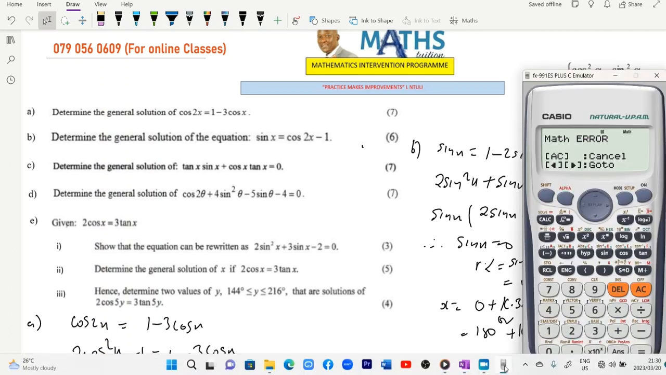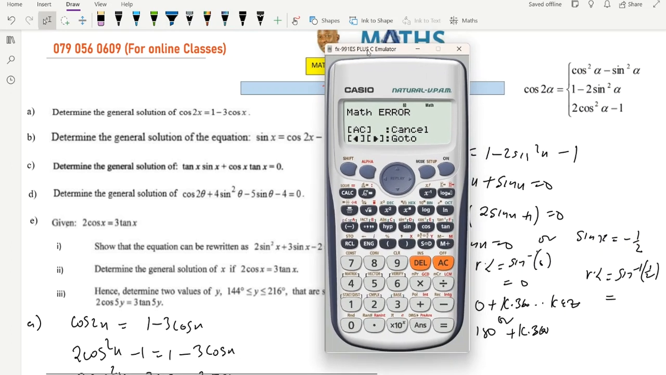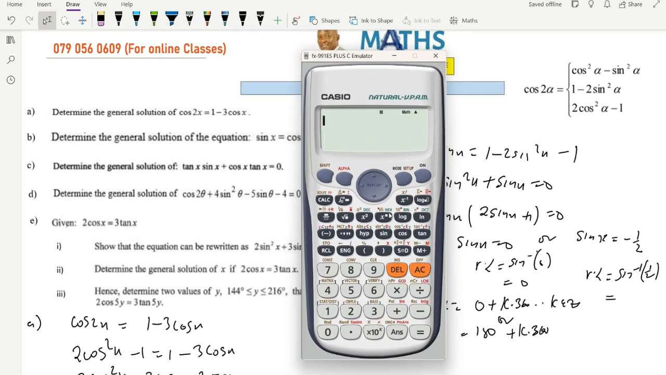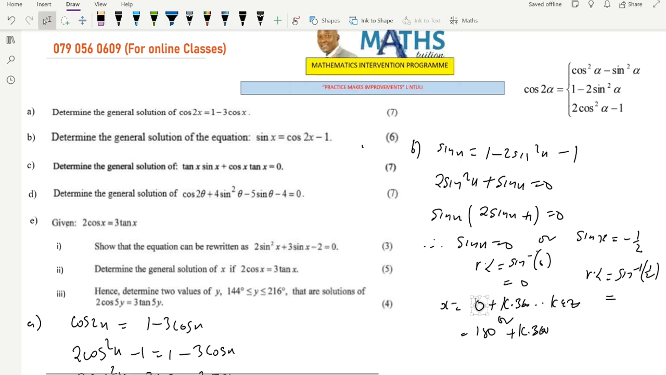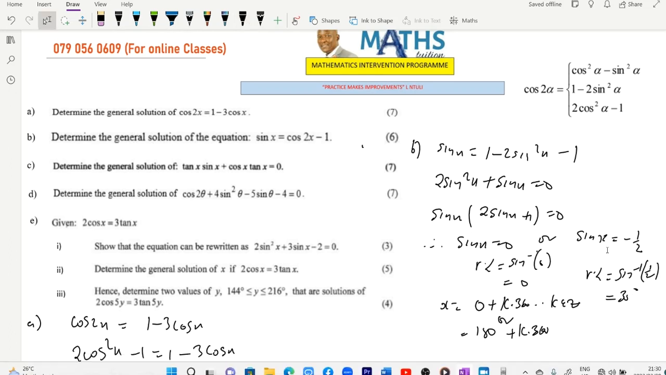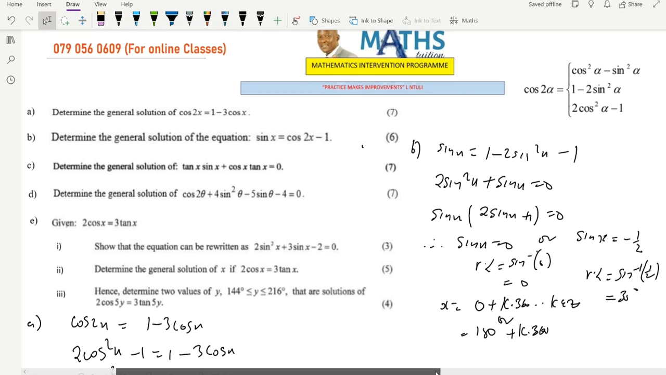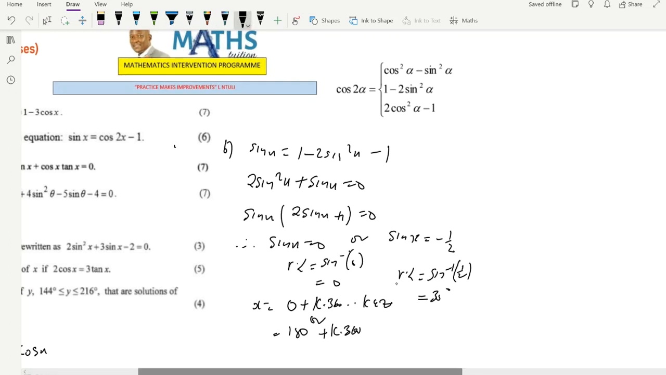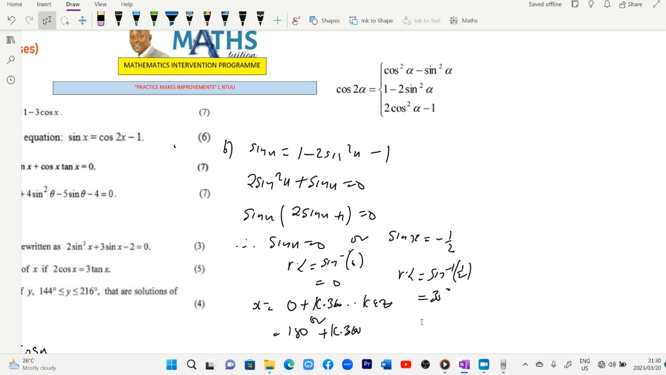Right, go to your calculator again, but now we are inserting sine instead of cos. Shift sine half equal to 30. Okay, it means our reference angle is 30. Then ask yourself, in which quadrant is sine negative? It's the third quadrant and also the fourth quadrant, right?